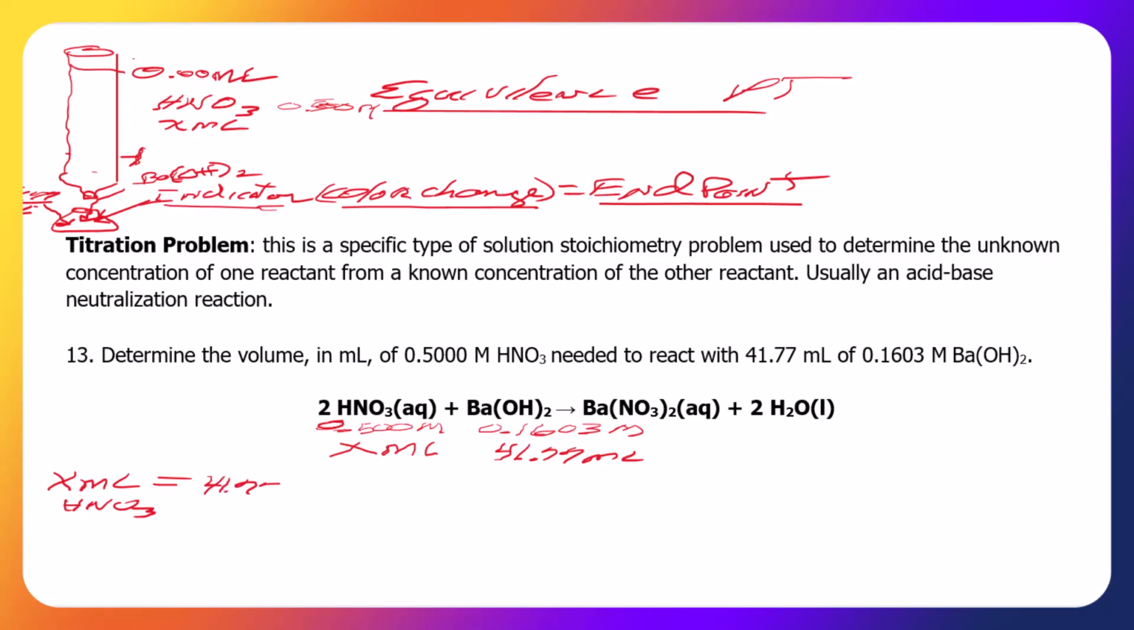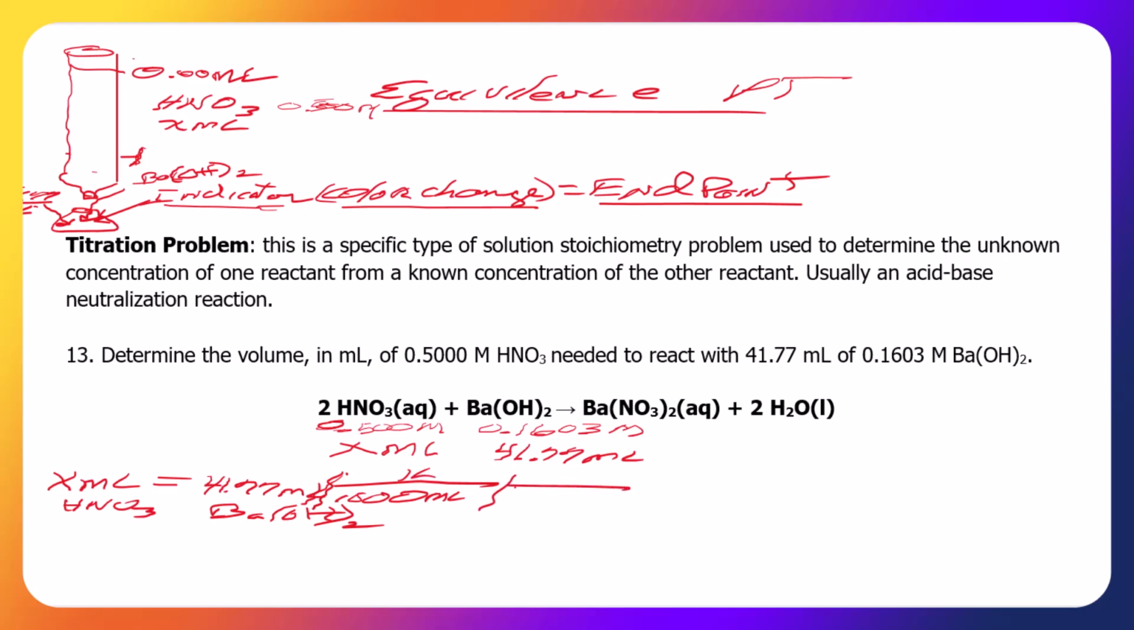And the other stuff is this 41.77 milliliters of the barium hydroxide. Okay, so we're starting out with barium hydroxide. Now, of course, we are going to convert the milliliters to liters. How do we do that? We divide by 1,000 milliliters for every 1 liter of barium hydroxide.